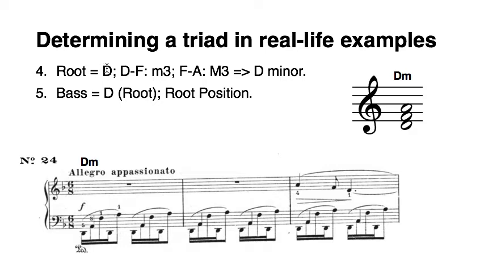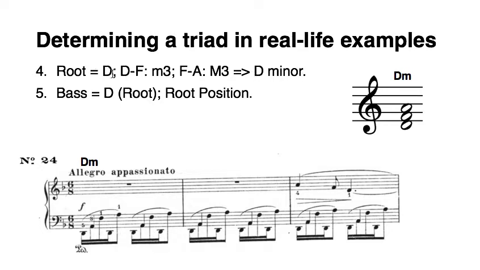Since the root is D, this is a D triad. Between D and F, a minor third, F and A, a major third. That's minor third plus major third, the recipe of a minor triad. Therefore, the name of the triad that's being played here in these 3 measures is D minor.